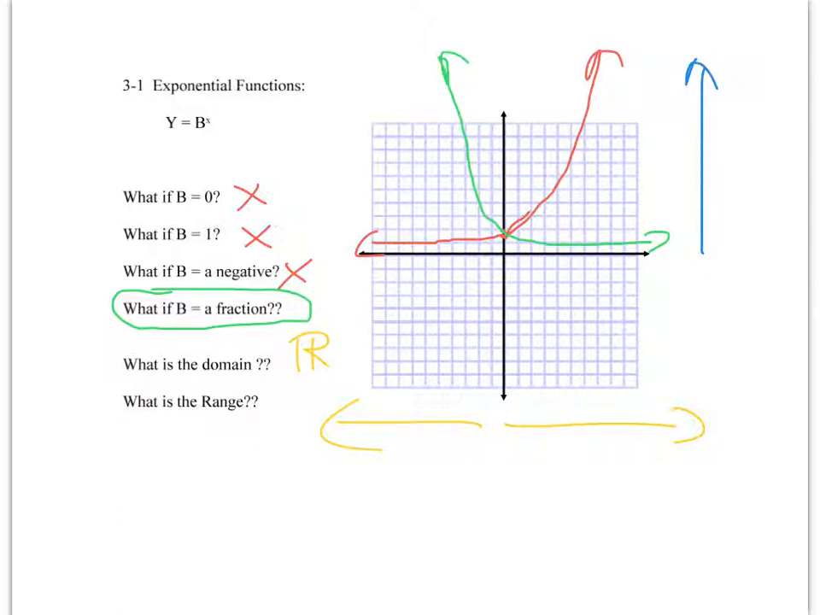It's asymptotic to the x-axis, so the range is all positive numbers, or in other words, y is greater than 0. It's not equal to 0. It's not less than 0, but the range is all positive numbers.